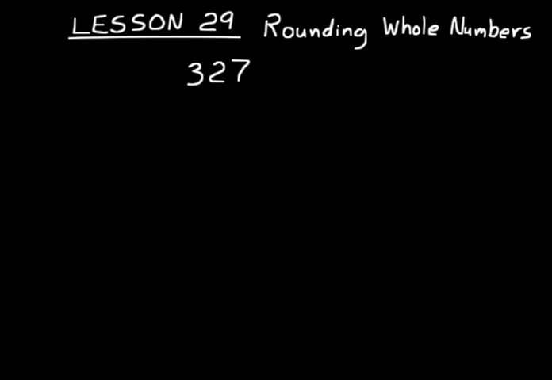The best way to think about it, or some steps that you can do, is to circle the place that you're rounding to, then put an arrow over the digit to the right. If that digit is equal to 5 or greater than 5, then we'll round the 3 up to a 4. If it's less than 5, then we leave the 3 as it is. So 327, rounding that to the nearest 100, we would just write 300.